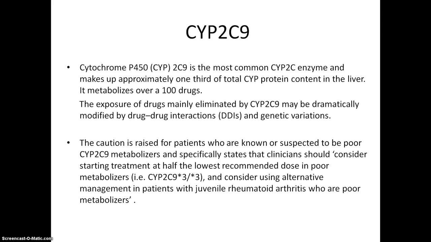The caution that has been raised for CYP2C9 poor metabolizers is for clinicians to start treatment at half the lowest recommended dose and consider using alternative treatment in patients with certain conditions like juvenile rheumatoid arthritis, who are known to be poor metabolizers.